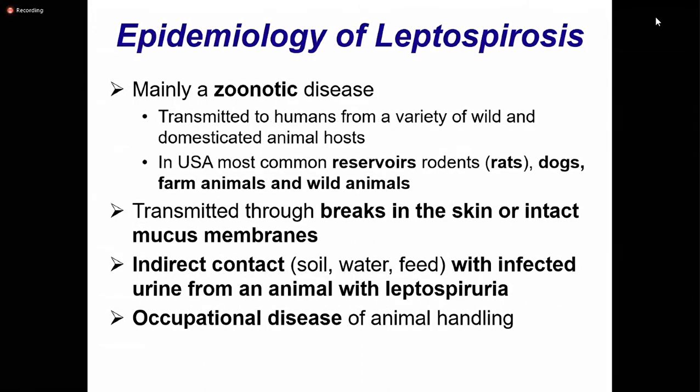What is important to know about Leptospira is that it is a zoonotic disease transmitted to humans from animal hosts. Most likely in the United States, the common reservoirs are rodents or rats, dogs, farm animals, and so on. So it depends on whether you have this host. If you don't have the host, you won't see the disease itself. It is usually a zoonotic infection, one of the diseases related to animal handling. So this is the message for the spirochetes.